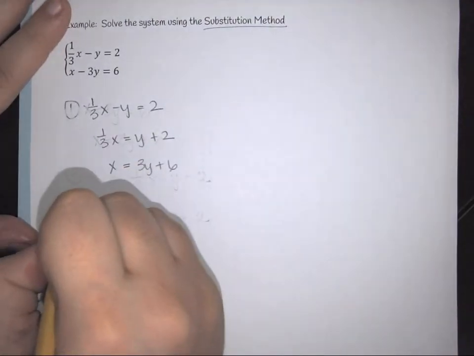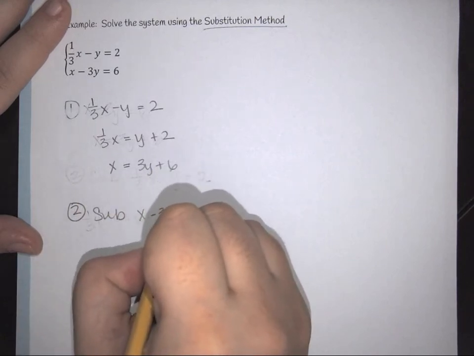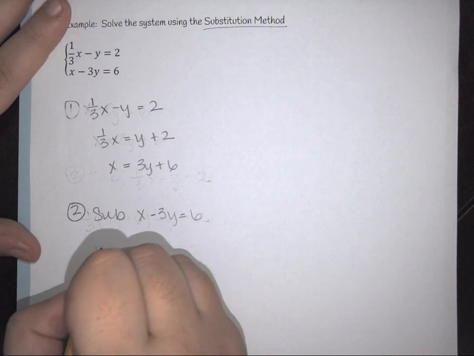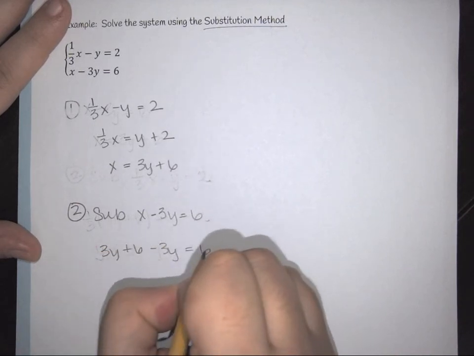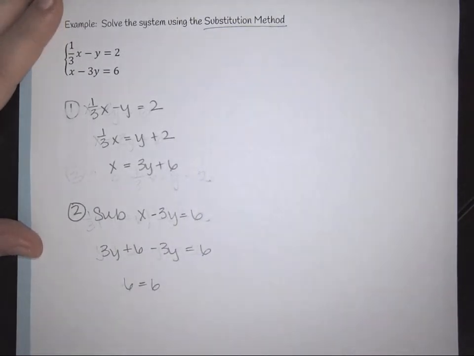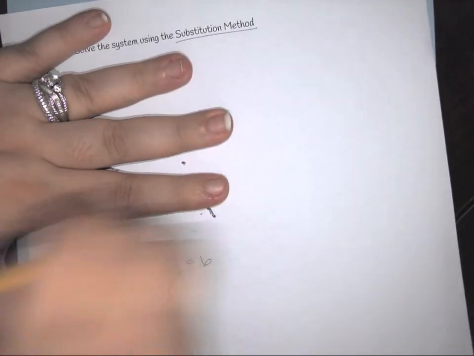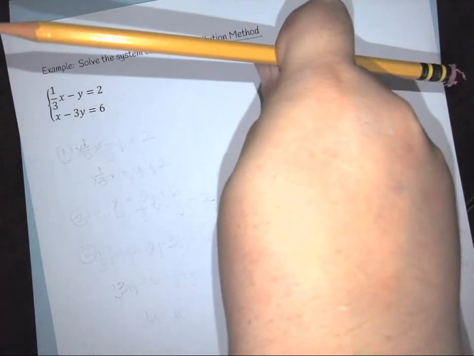So my second step says that I need to sub into x minus the 3y equals 6. So 3y plus 6 minus 3y equals 6. So 6 equals 6. Wait, that still doesn't look right. Okay, so I have no idea how to solve this system. Hopefully I won't lose too many points on the test. And so let's just move on.